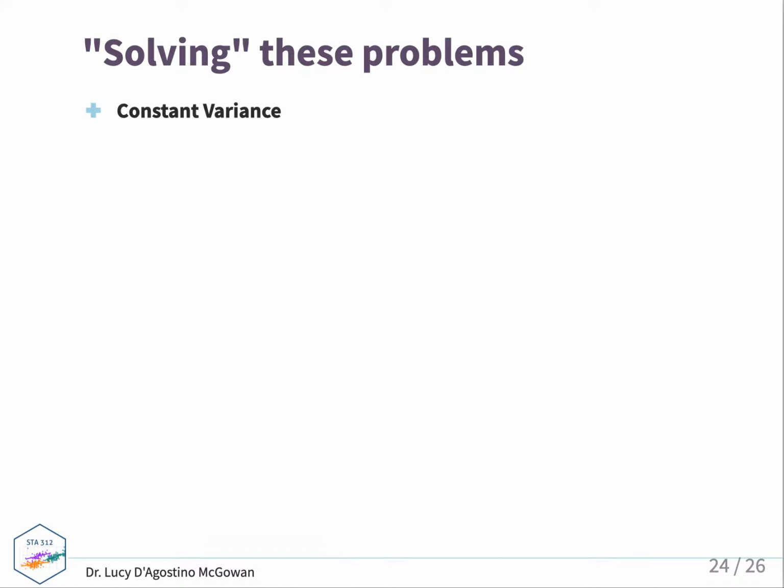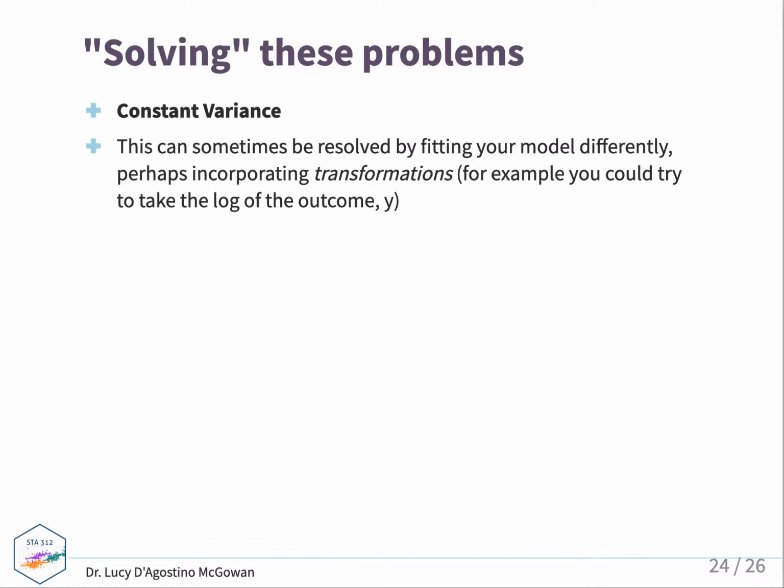The first problem we've talked about is constant variance. This can sometimes be resolved by fitting your model differently, perhaps by incorporating transformations. For example, you could try to take the log of the outcome y. That's a common transformation used when you see some fanning or non-constant variance. Another fix is weighted least squares, and if we have time, we're going to get into how you can actually do this in practice.